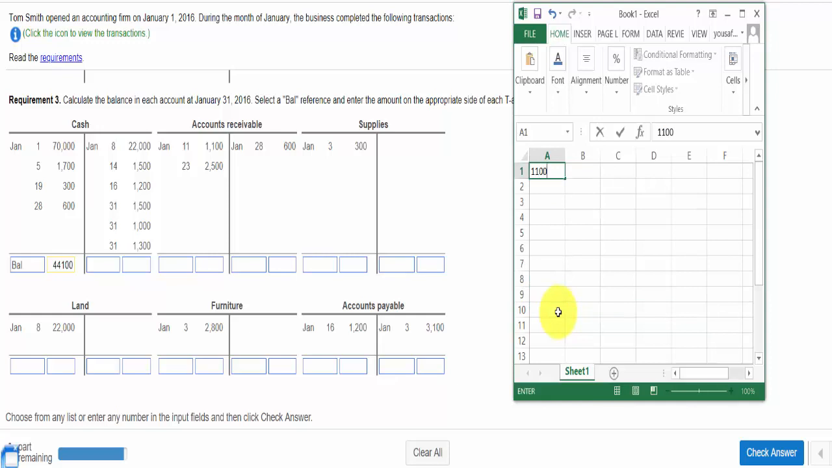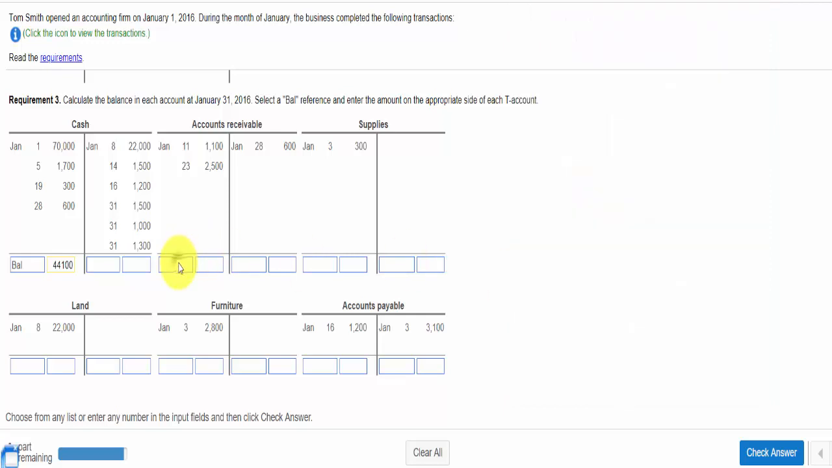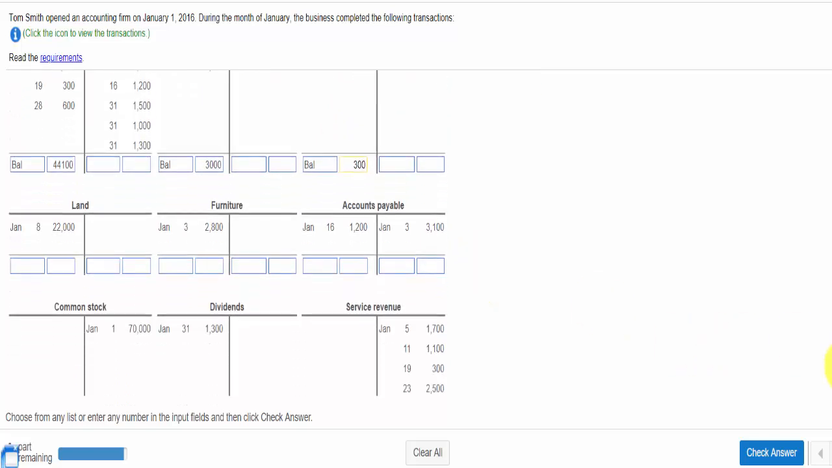Accounts receivable is debit 1,100 and 2,500, and credit 600, and we will subtract the balance. The debit side is greater, so we will put this balance on the debit side. It is only one entry, so we will put the 300. Then we will move to the next account.